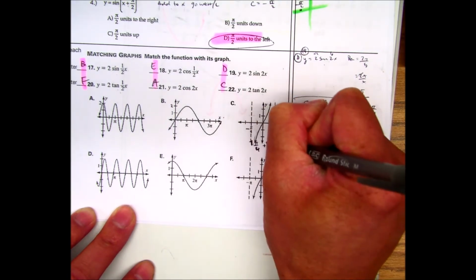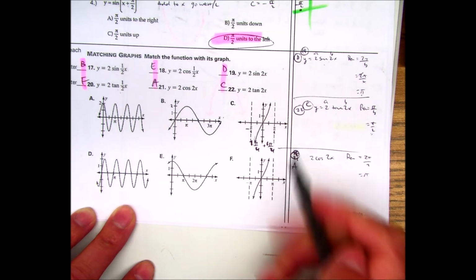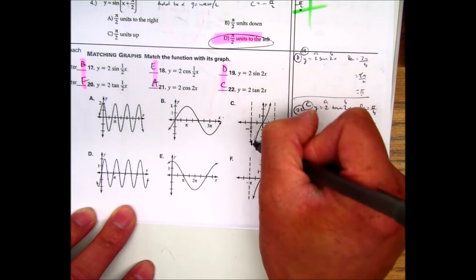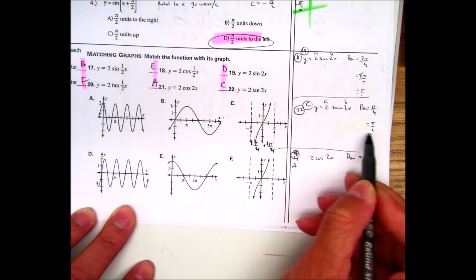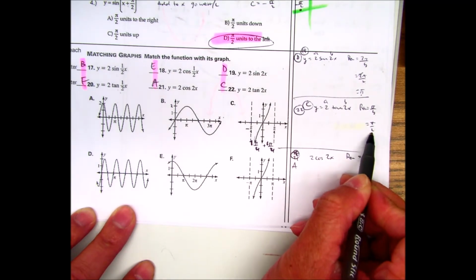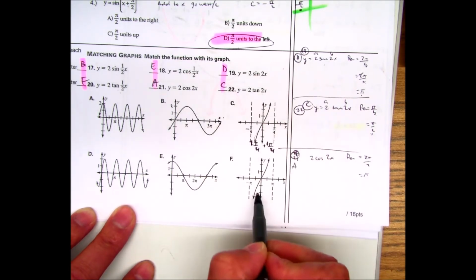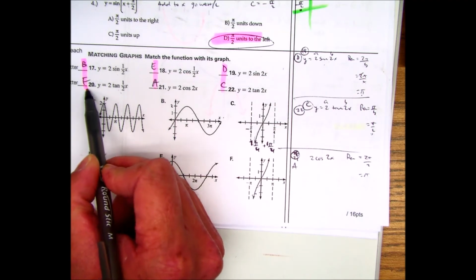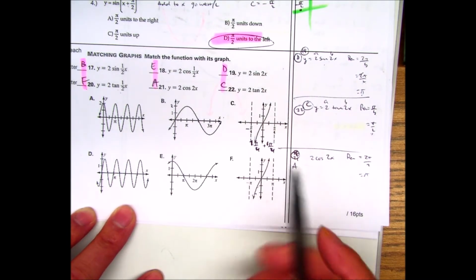Pi over 4 plus pi over 4 equals 2 pi over 4, which is, what? Try that again. Pi over 4 plus pi over 4 gives me 2 pi over 4, which is pi over 2 when you reduce it. So number 22 is C, and that means the other graph, F, is the other tangent. So really, if you think about it, I'm only working through half the problems, and it helps me choose the other one. You could work through all 6 if you wanted to.